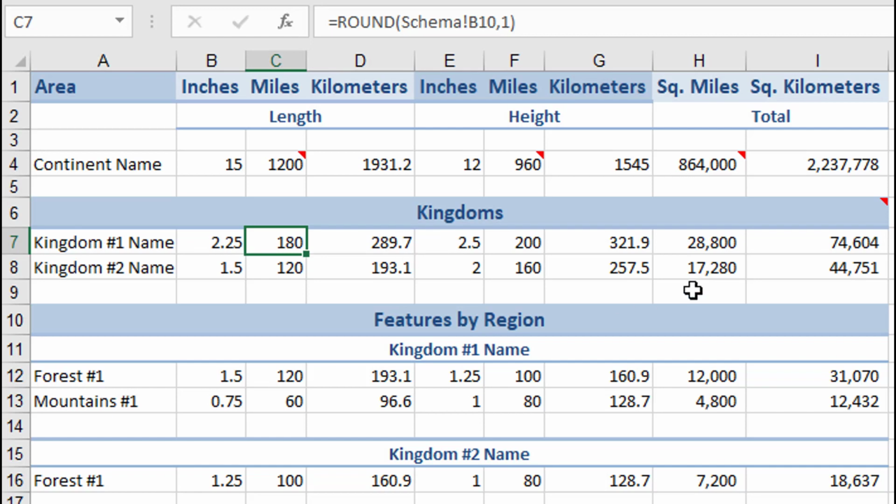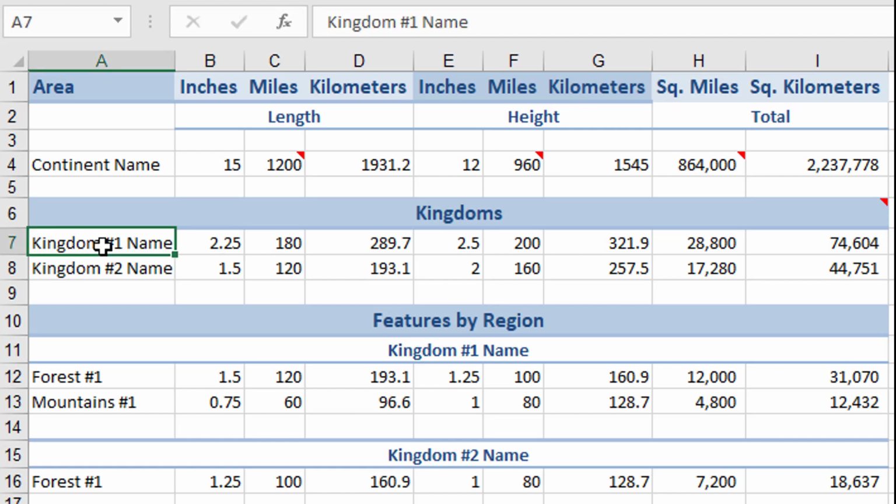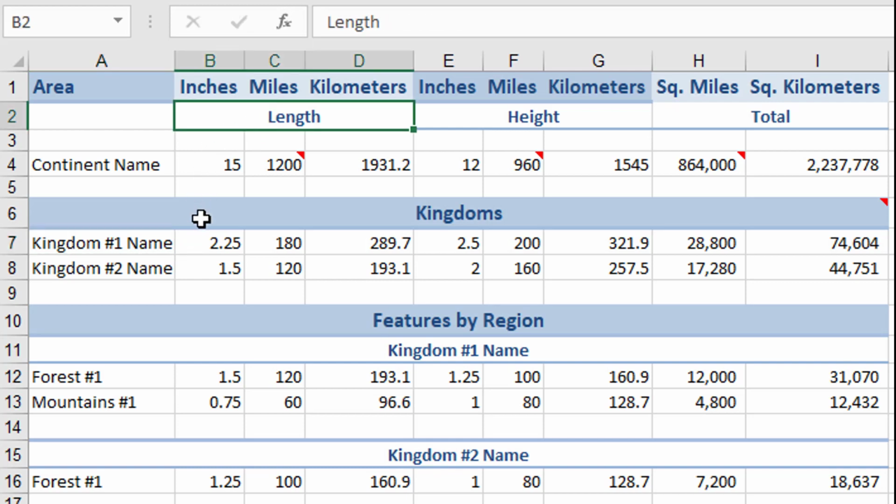So let's take a look at this in a little bit more detail. I'm going to start with line 7, which is kingdom number 1 name. Obviously, we would want to put the name of our actual kingdom there. So let's say that I have measured the length on the map, and it is 2.25 inches. And then I measured the height, and that was 2.5 inches. So the next thing I need to do is turn this into the number of miles. As you can see here, the C column is miles, D is kilometers.